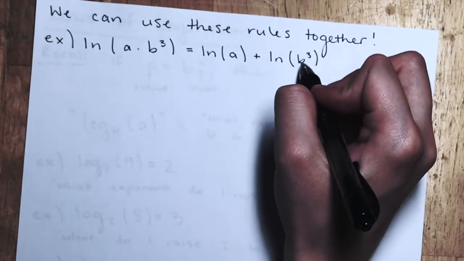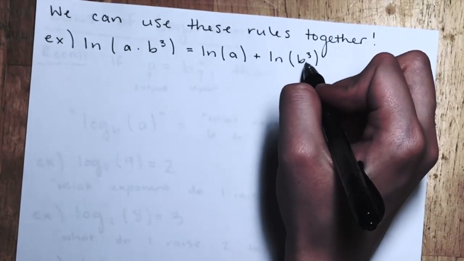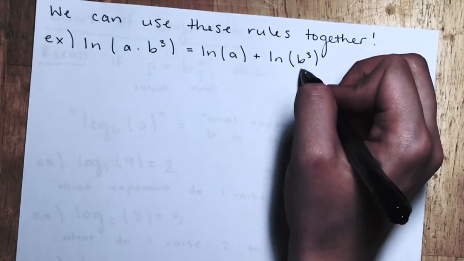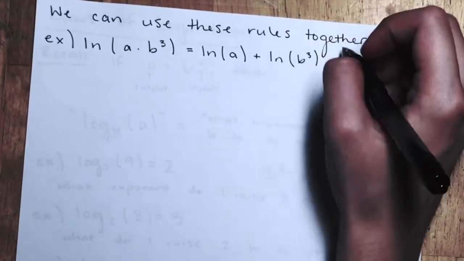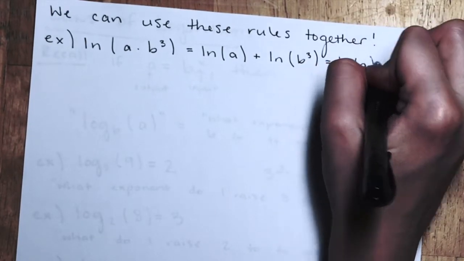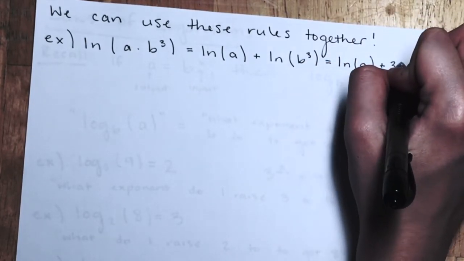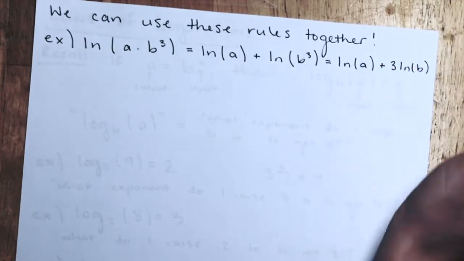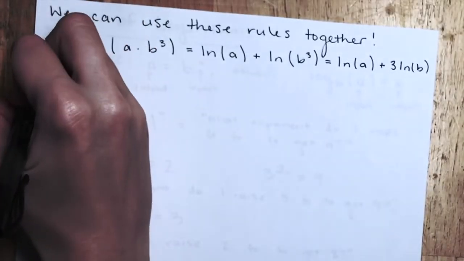Now, since this 3 is being applied to the whole input here, we can bring it to the outside, but it's not applied to that a. So let's look at one more.